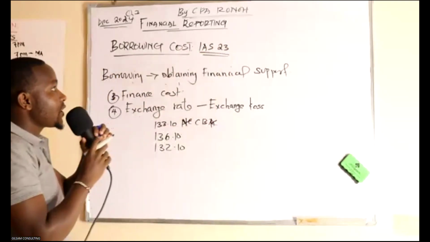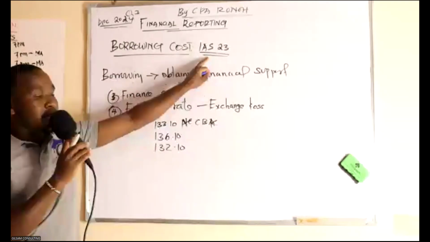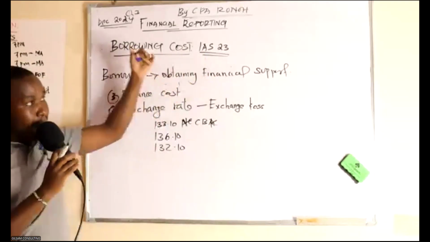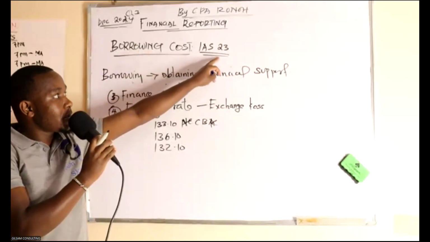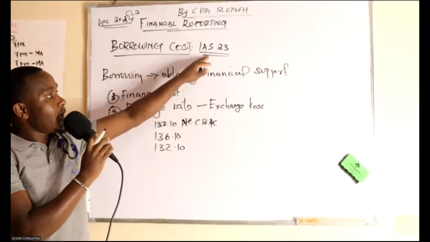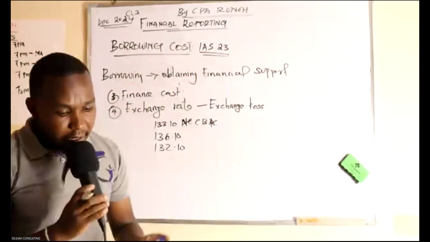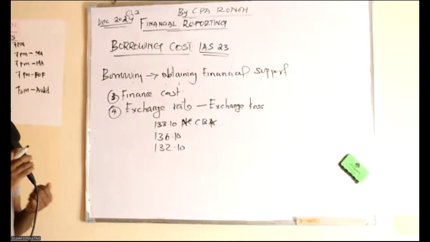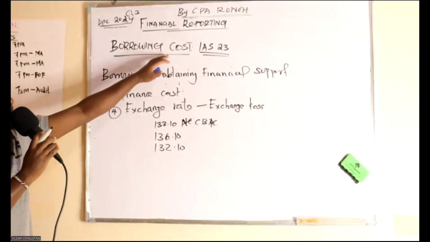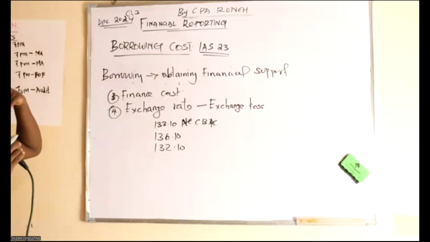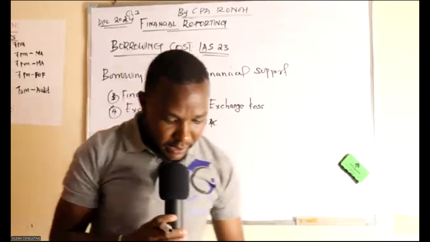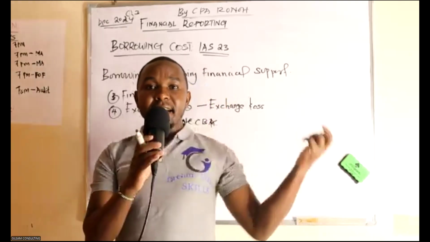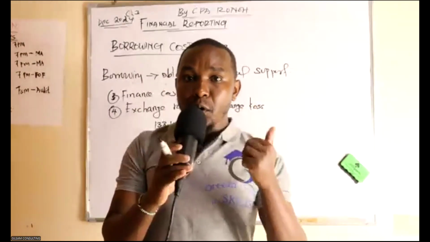Remember, in financial reporting, we follow the standards. So for us to capitalize this borrowing cost, we have to go back to the standard, IAS 23, and look at what the IAS is saying. The IAS states that for borrowing costs to be capitalized, you must incur expenditure on an asset. If you are building a house, you must have expenditure, so that you can say this money was used to build this house and it is capitalized. So you must have expenditure.